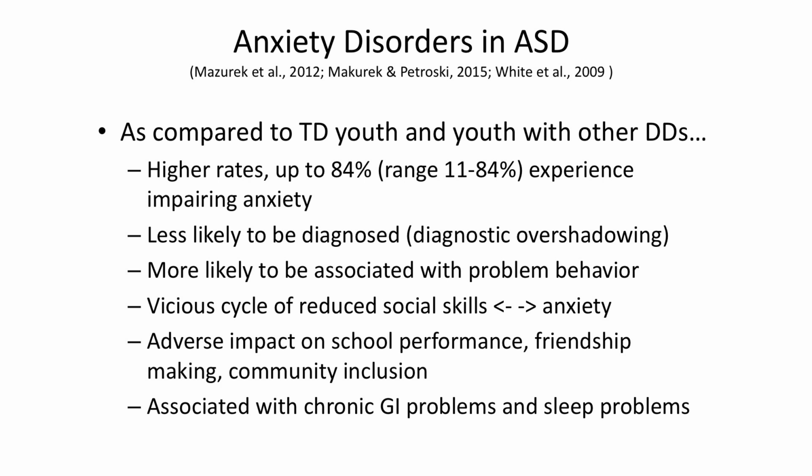There's this vicious cycle of social skills and anxiety. So a child could have reduced social skills that could lead to more anxiety because they know they have trouble in social situations, but it could also be their high anxiety leads to reduced social skills because they're avoiding those social interactions. It has an adverse impact on school performance, friendship making, community inclusion, and anxiety is associated with chronic GI problems and sleep problems. And so sometimes when those problems are present, anxiety is the real culprit for it, but we have to look into it.